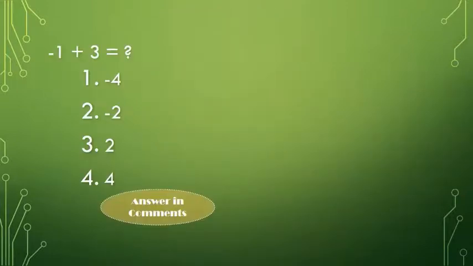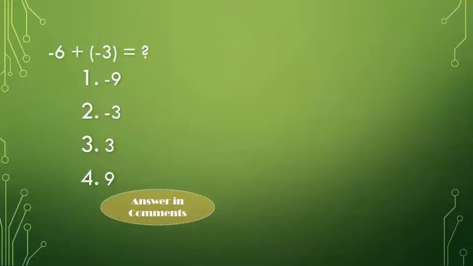So now let us solve this question. Minus 1 plus 3. As we learned in the addition rule, whenever the signs are different, we have to subtract and keep the sign of the larger number. So when we subtract minus 1 and 3, we will get 2. And we'll put it positive 2 because a positive 3 is larger than minus 1. So the answer is 2.